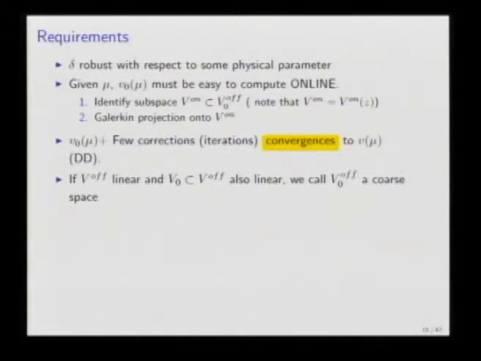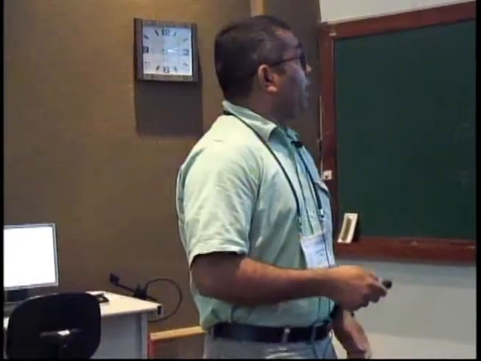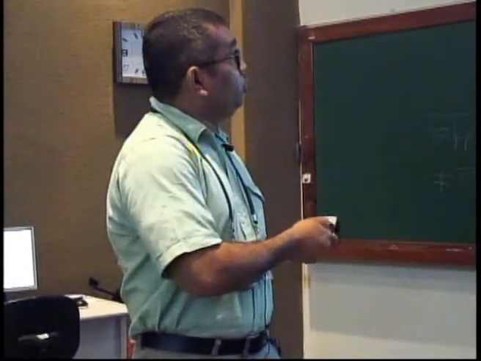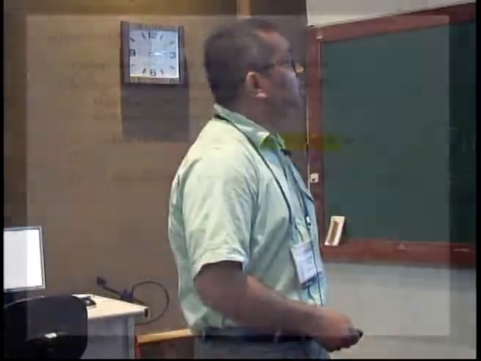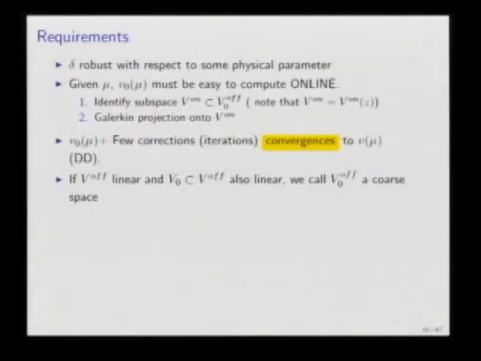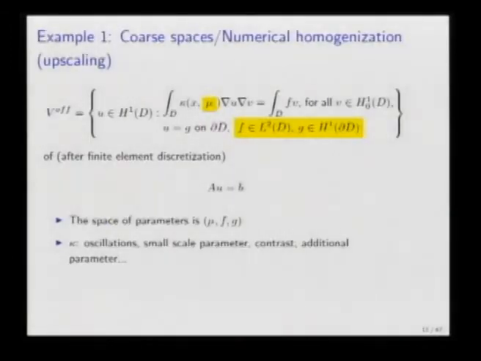For instance, after you have that space, when you are given a value of the parameter, you want to compute the solution, you have to be fast. You can select a subspace and Galerkin project on that, for example, if you are doing finite elements. Or you want to use that to improve domain decomposition methods and converge fast, or whatever you need to do with those, right? There are several ways to do that. I'm going to give you examples that people do. And then my example is for the parametric problem.